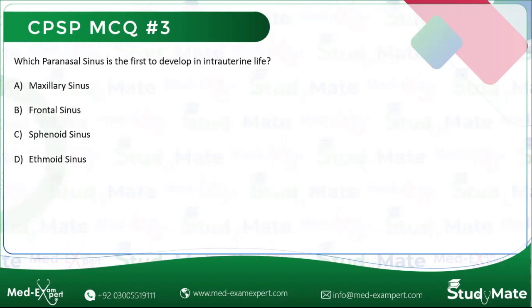So third MCQ is, which paranasal sinus is the first to develop in the intrauterine life? Maxillary sinus, frontal sinus, sphenoid sinus, or D is ethmoid sinus.